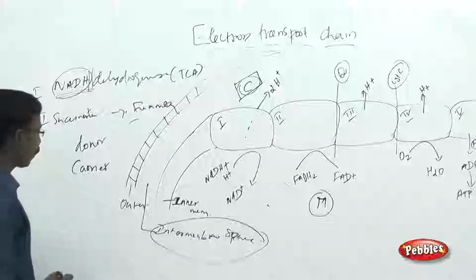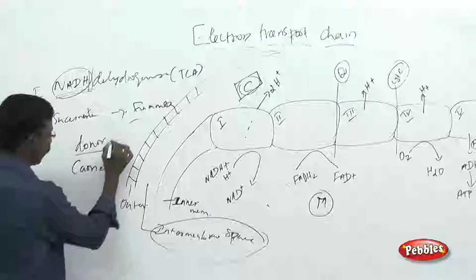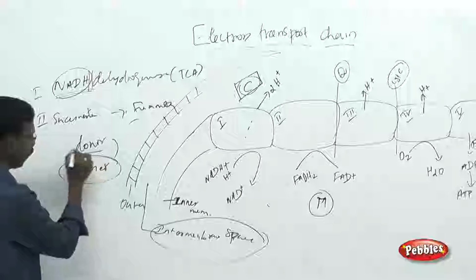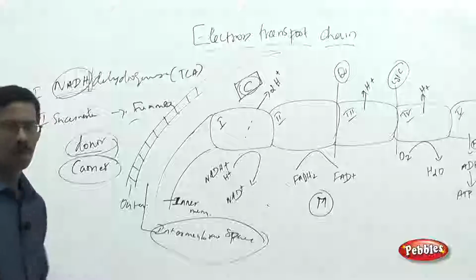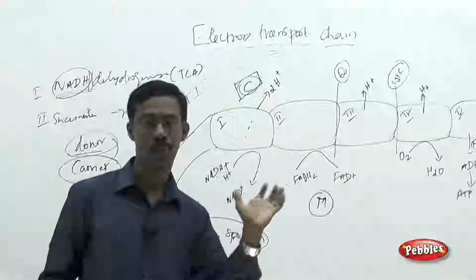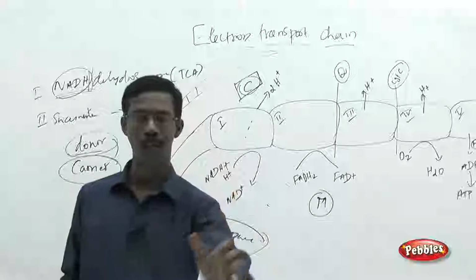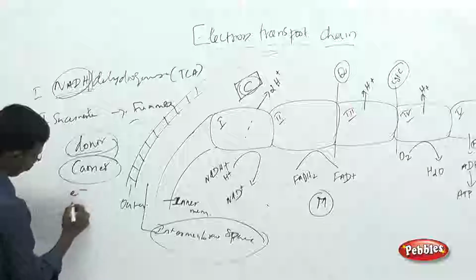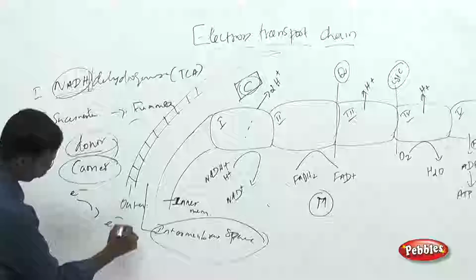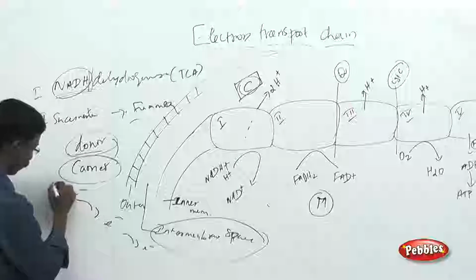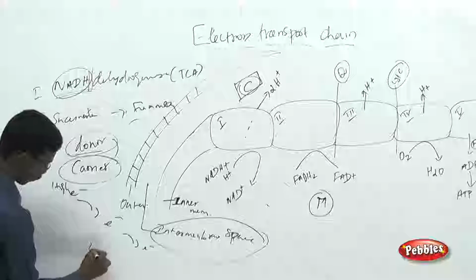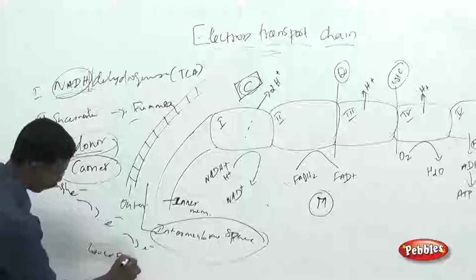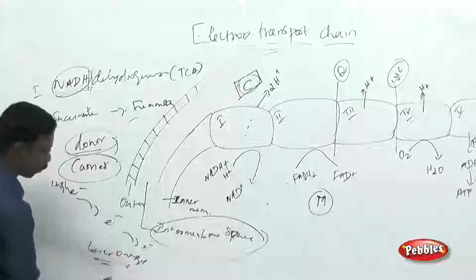Over here you have to understand the terms electron donor and electron acceptor, or electron carrier. Normally electrons try to move from the higher energy form to the lower energy form. You should have studied this in chemistry. Electrons try to move from higher energy to lower energy, and the same thing is going to happen over here.